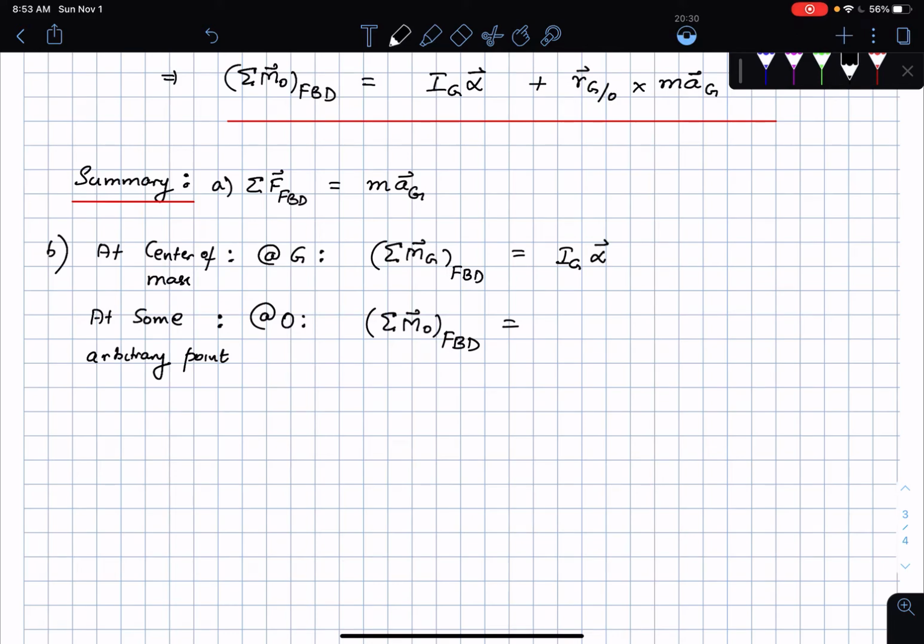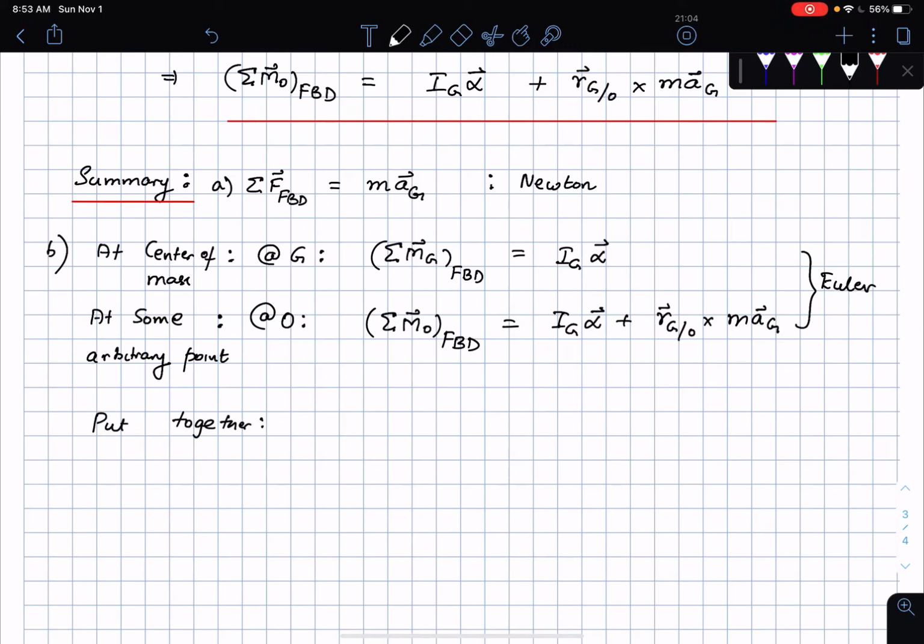On the kinetic diagram, you will have an inertial torque, the contribution from that, and as well the moment due to the inertial force. So that is r_G/O cross m a_G. So these are the things that you need. This is Euler's contribution essentially, and this is Newton's contribution. And put together, these equations are called the Newton-Euler equations.